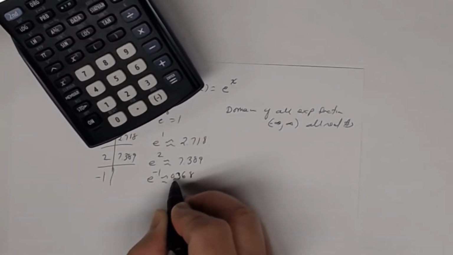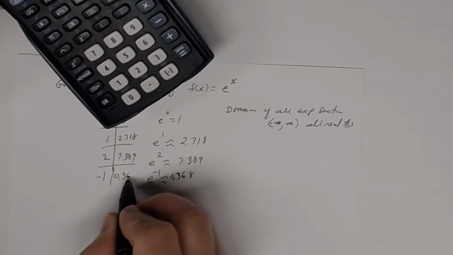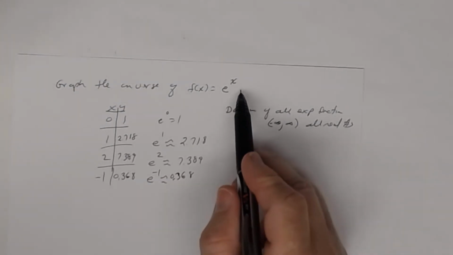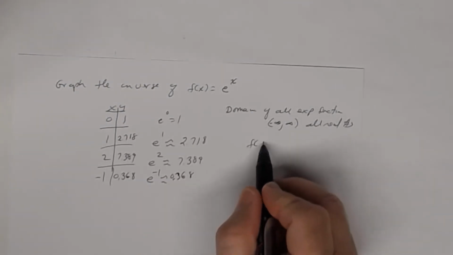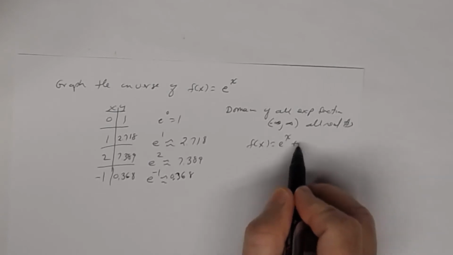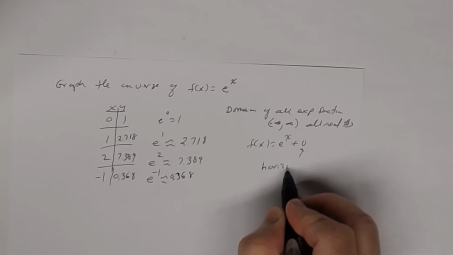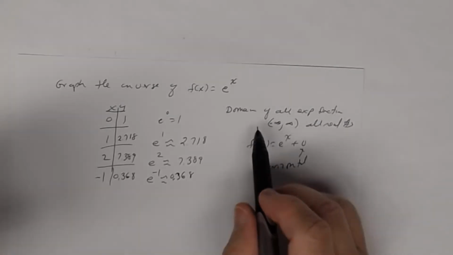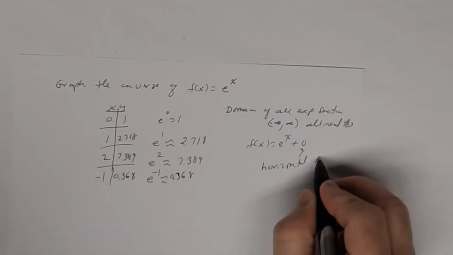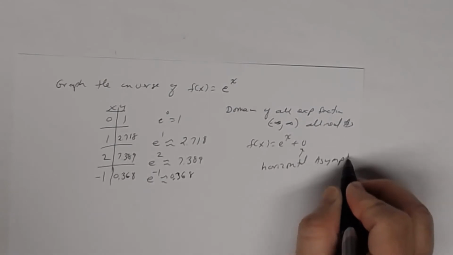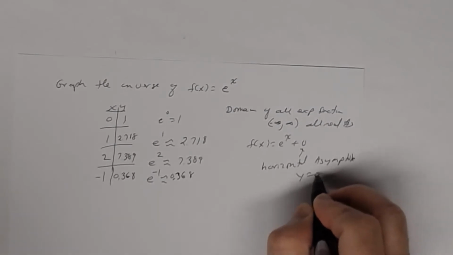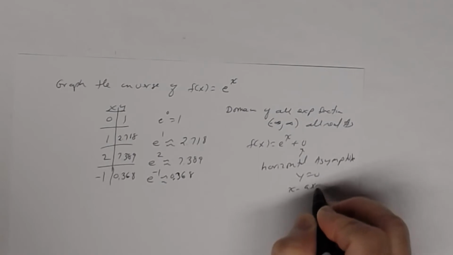Now remember, I can rewrite this as f of x equals e to the x plus 0. That means my horizontal asymptote is, remember, an exponential always has a horizontal asymptote. The horizontal asymptote is y equals 0, which happens to be the x-axis.